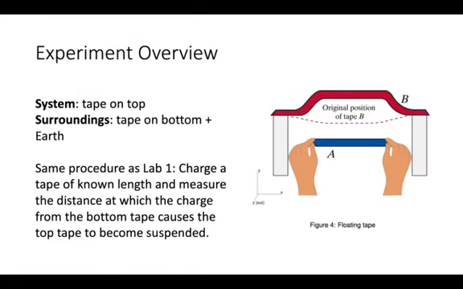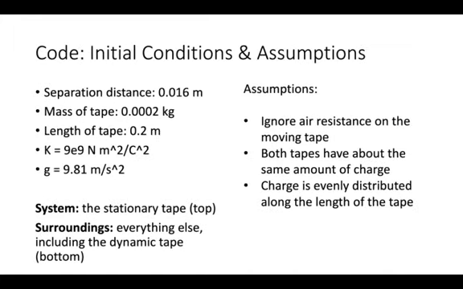Here's our experimental overview, shown on the right. The system was the tape on the top, and the surroundings were the tape on the bottom and the Earth. We used the same procedure as Lab 1. We charged a tape of known length and measured the distance at which the charge from the bottom tape caused the top tape to become suspended.